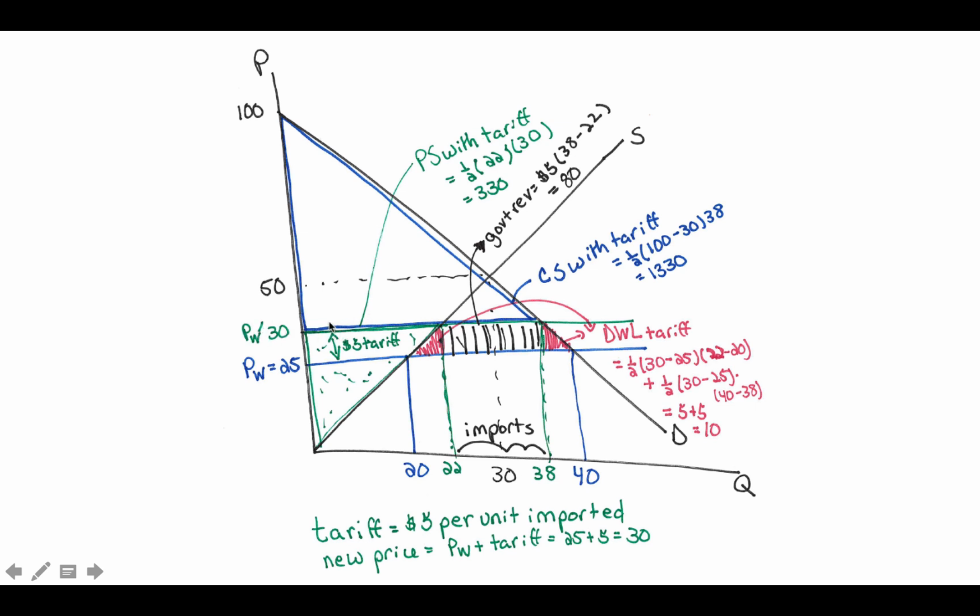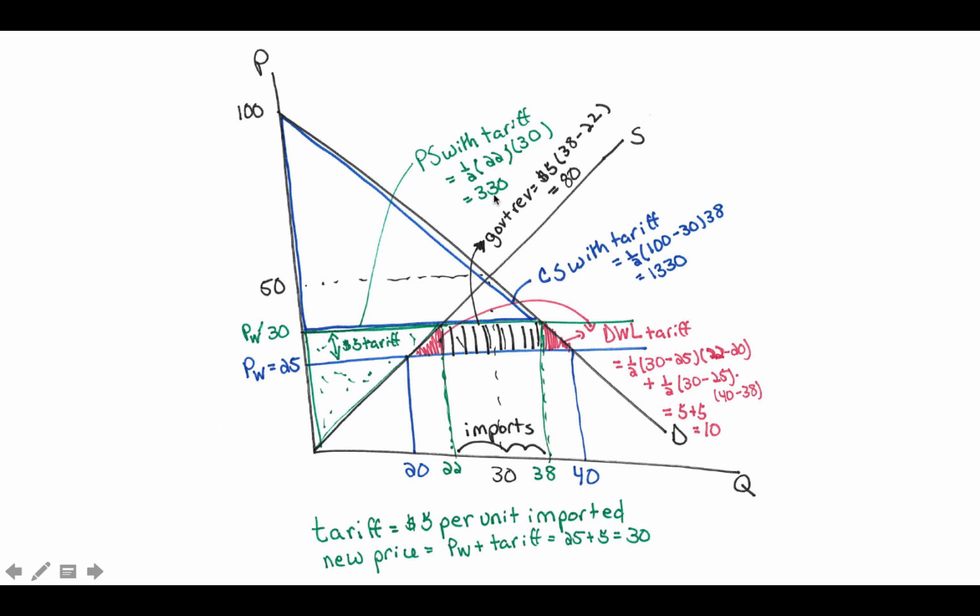And then we need to figure out what happens. Wherever it hits the supply curve, that's the amount that's produced domestically. Wherever it hits the demand curve, that's how much in total is consumed domestically. And then the difference between these two is imports. Now let's look at what's happening with this good. We can see producer surplus with the tariff is this green triangle here. So 1/2 times the base of this triangle, which is 22, times the height, which is 30. And so it's 330.